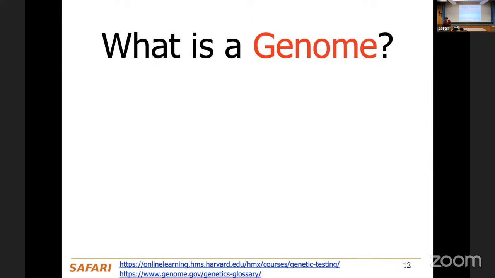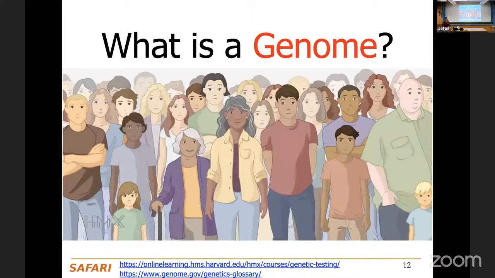So what is a genome, right? So we have a genome, each of us, definitely. And this is essentially what's making us look different, maybe think different, behave differently, maybe have some other attributes differently. So this is basically affecting many attributes and symptoms that you're showing.